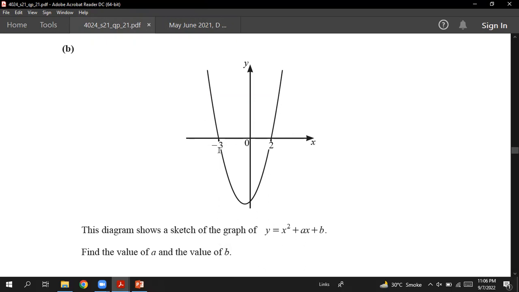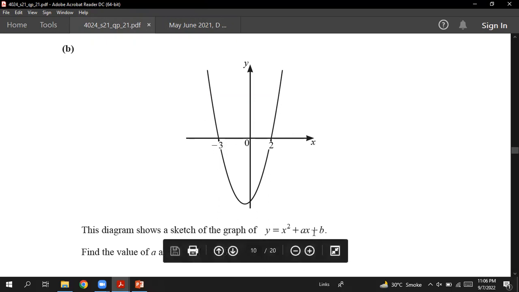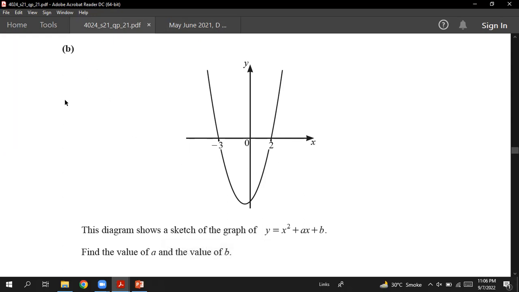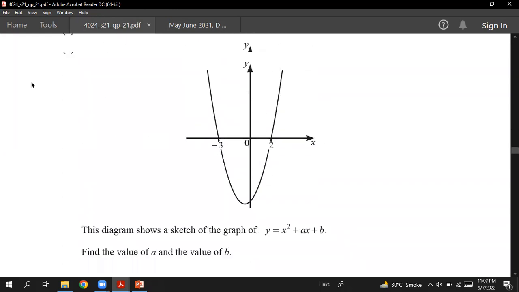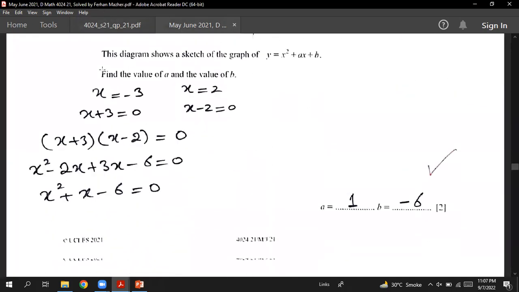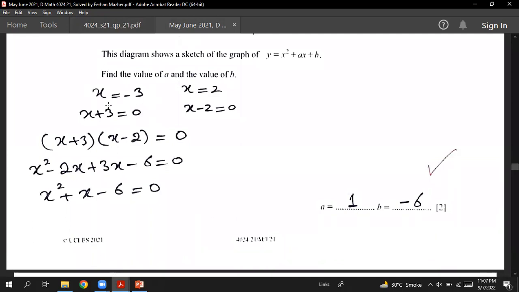So I will put (-3, 0) in this equation and I will get an equation in a and b. I will put this point (2, 0) in this equation in the place of x and y, and I will get another equation in a and b. So when I have two equations in a and b, I will solve them simultaneously. So let's do it. Okay, so very simple. So x = -3.